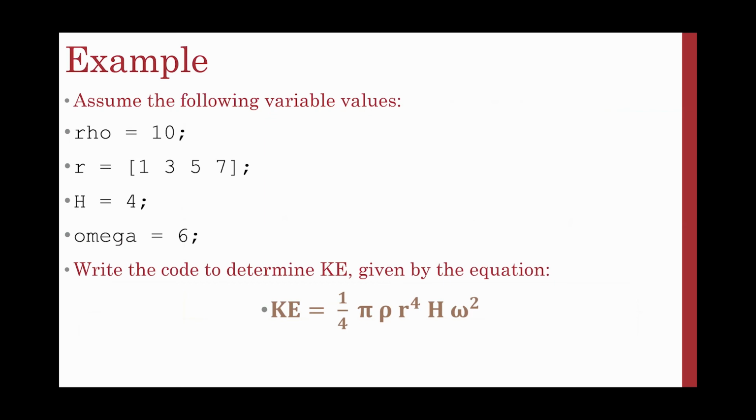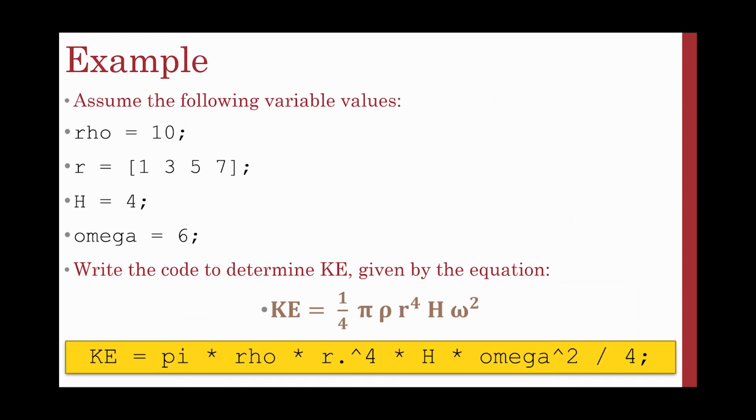So assume we have the following variables. We have rho, we have r, we have h, and we have omega, and r is the vector, and we want to determine the kinetic energy given by the equation, where our kinetic energy is 1/4 pi times density times r to the 4th times h times omega squared. We have to make sure that we have our dot to the 4th here for r, otherwise everything else is a scalar and we don't need our element-wise operator. Technically you could put it in all the time to be safe, it won't do anything, but since scalars are 1 by 1s, they automatically get done element by element.